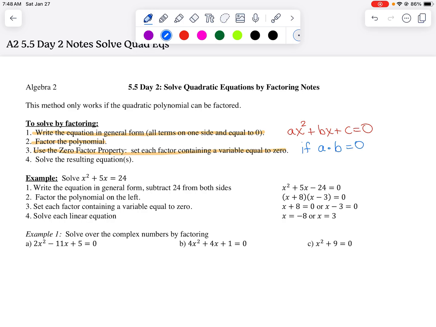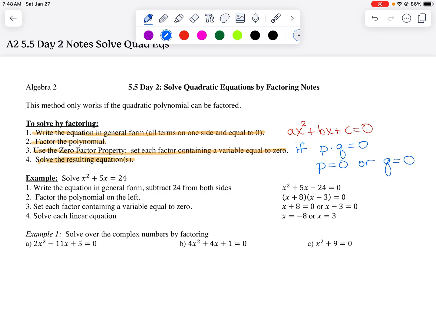So often, let me change that. I don't want you to get mixed up with the letters. So if I have p times q equals 0, then you set the p, which is your first factor, equal to 0, or the q factor equal to 0. And then you just solve the resulting equation. If that's clear as mud, let me make it crystal clear.